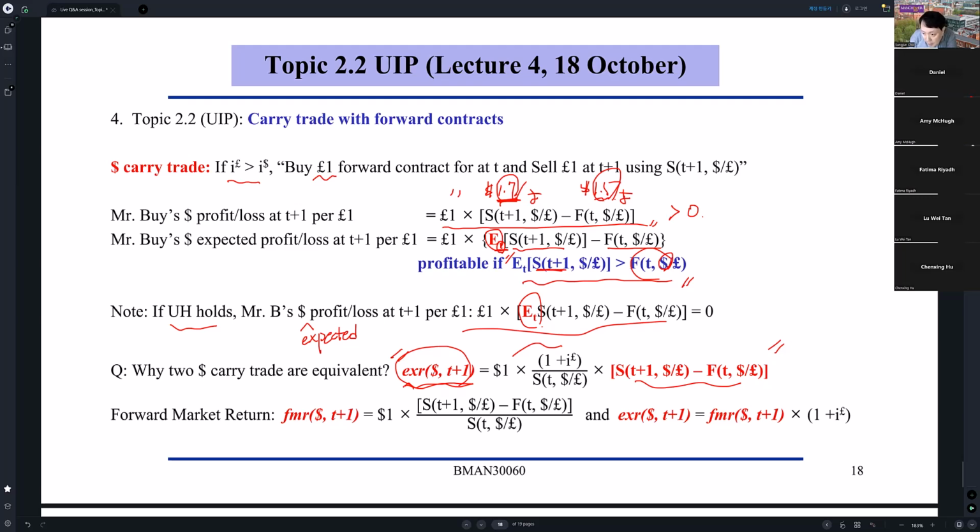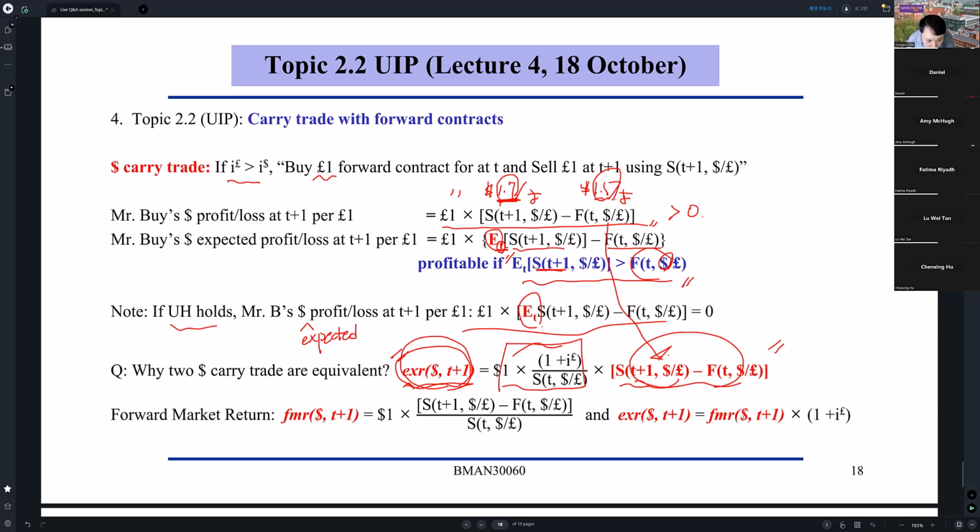trade by buying high interest rate currency forward, which is this one, right? So this is the excess return from borrowing and lending. This is the excess return or profit from buying high interest rate currency forward. Same carry trade. We just have some number in front of this. So this is explaining why those two are equivalent.